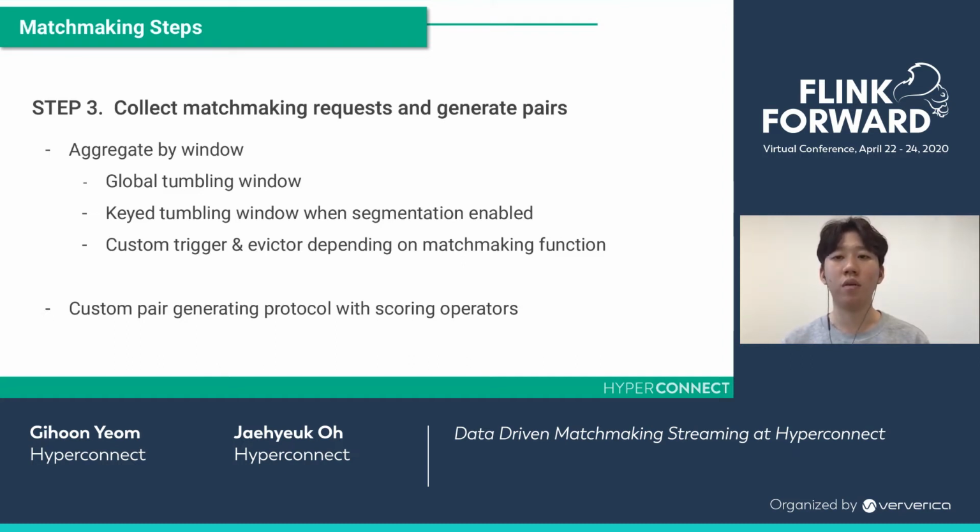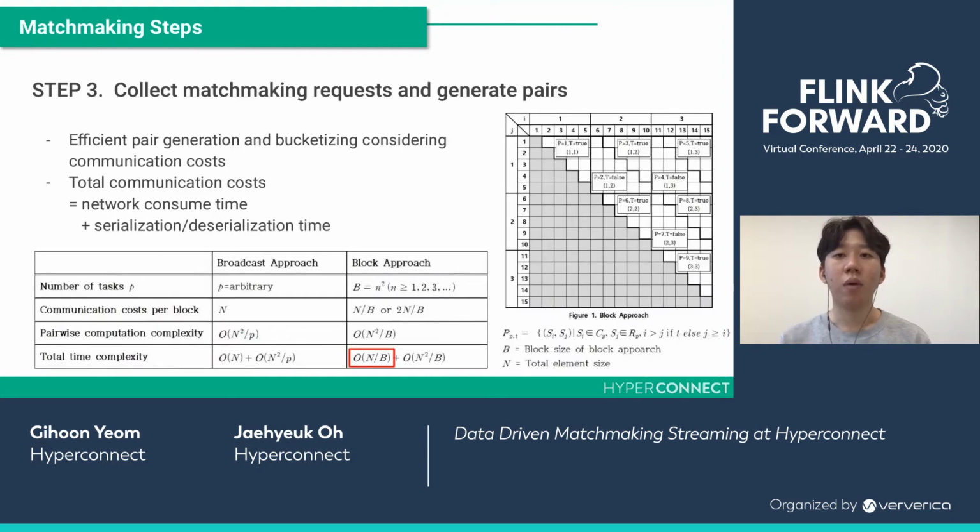on the matchmaking functions. An operator generates a pair protocol to be used for distributed processing based on requests in the window. The method of generating pairs is defined by agreement with the score operators. Our pair protocol between the generator and score microservices uses the pairwise map reduce algorithm with block approach.